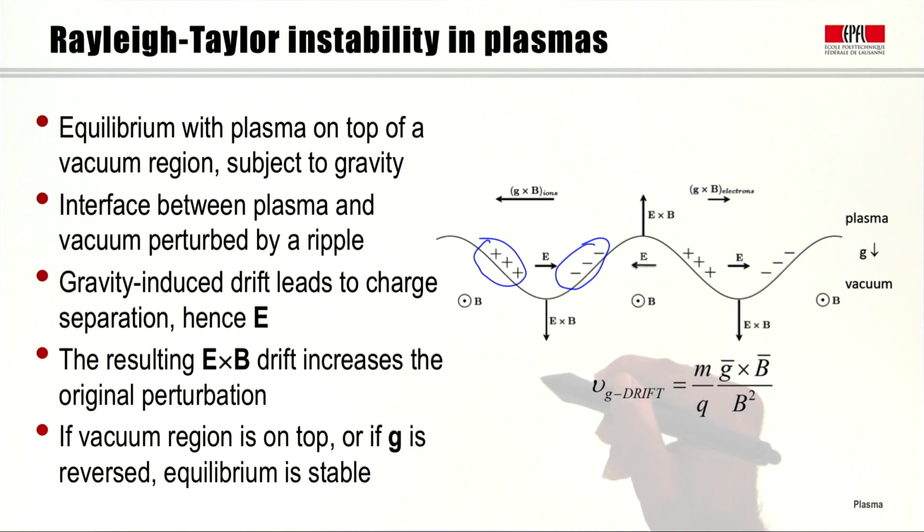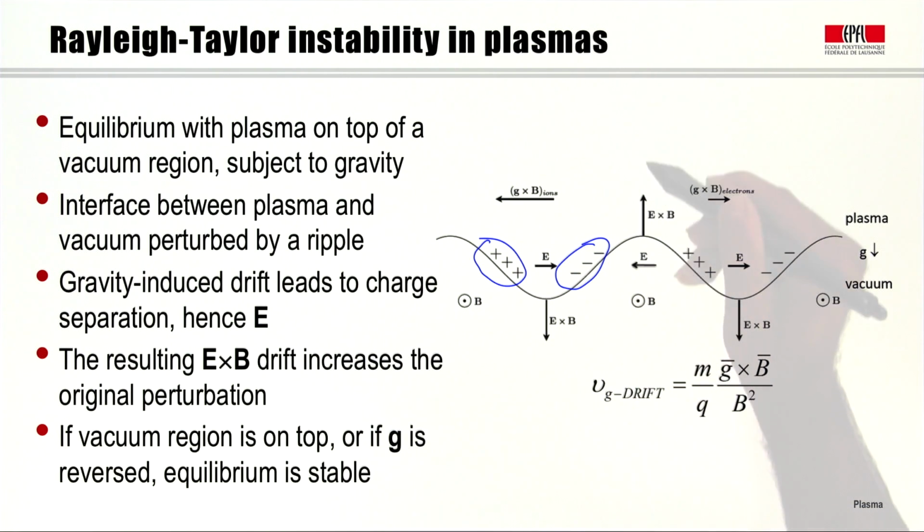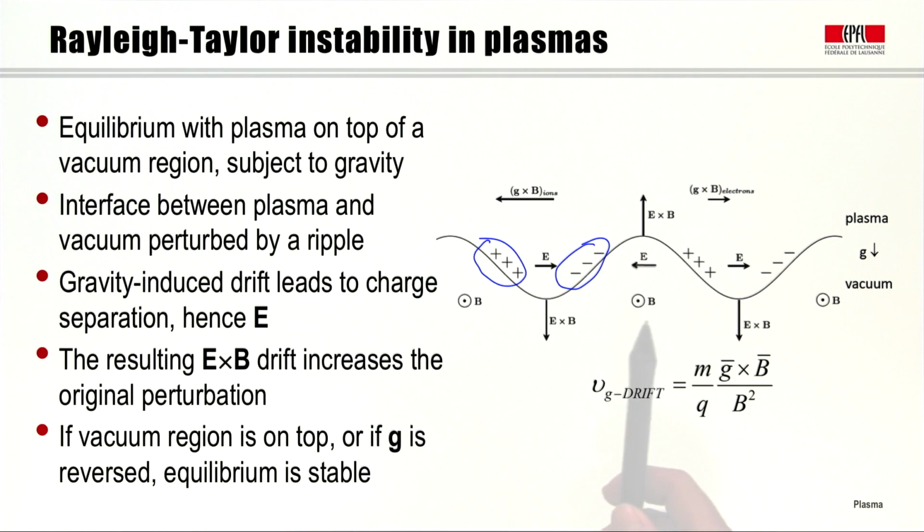It pulls the ripple down, it pulls the ripple up. So again, the initial perturbation grows. We are in a situation of instability. If we reverse this situation, so if we put the vacuum region on top, or if the direction of g is reversed, this equilibrium becomes stable.